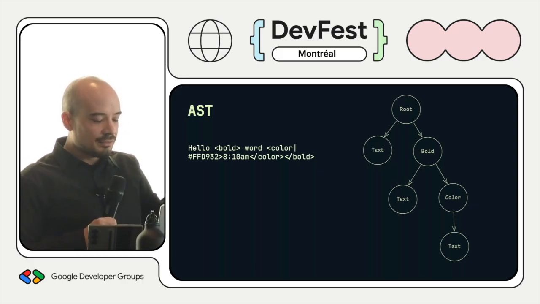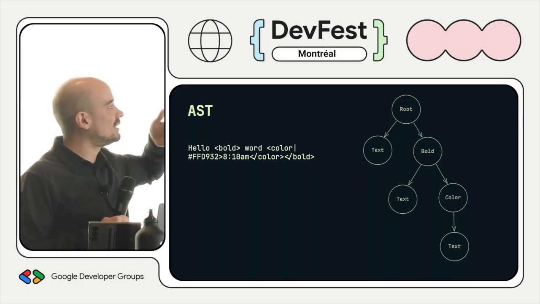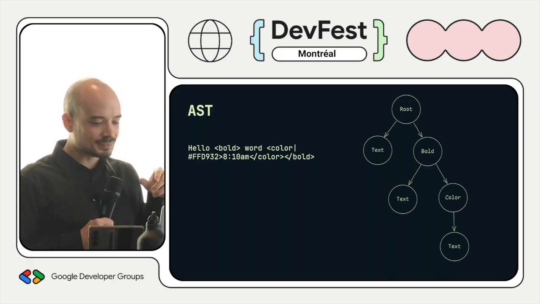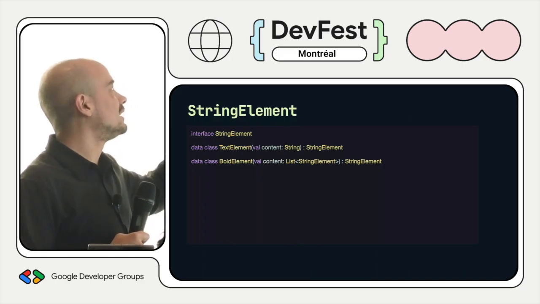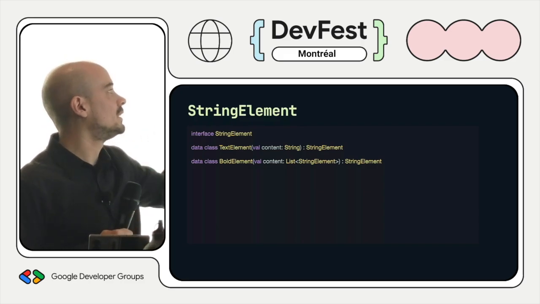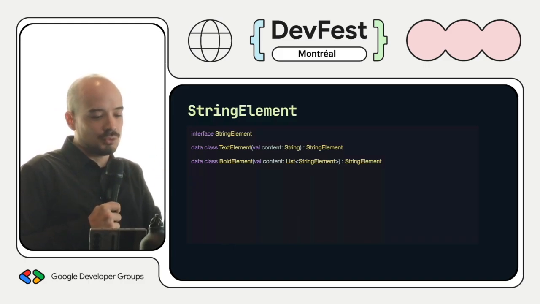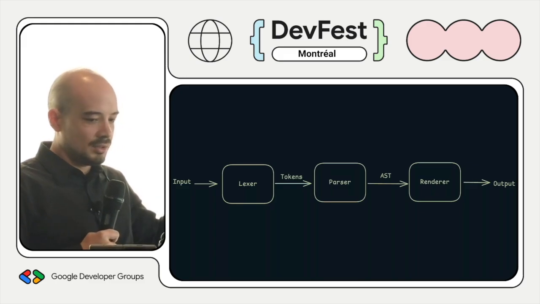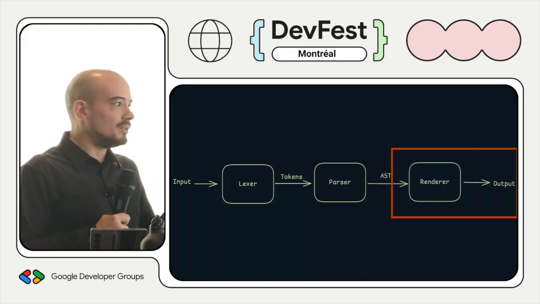So what it means is that if you look at it, you have the first text, which would be the hello. Then you could go down the tree on the bold, and then you have a text and a color and a text. So the text would inherit basically the color and the bold. So it would look like in code something like this, where we have a string element, a text element, which is just the content, and then a bold element that can contain more string elements. So just to organize a sort of tree. So this would take care of the parsing part of our little library. And now we go to the renderer.